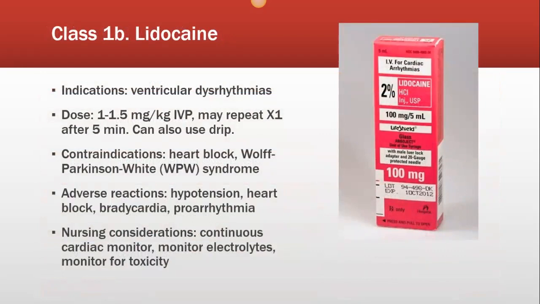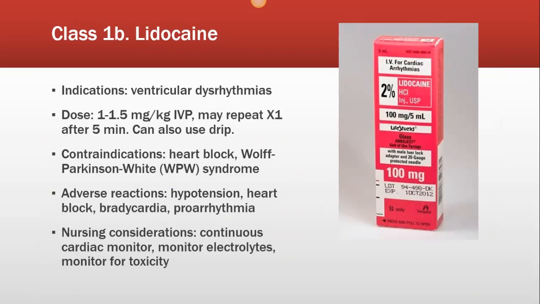So lidocaine indications are ventricular dysrhythmias, oftentimes given as IV push, 1.5 mg per kilogram, and we may repeat it after 5 minutes, and many times these patients will be on a drip. Contraindications would be somebody with heart block, or Wolff-Parkinson-White syndrome, which is a tachyarrhythmia. We wouldn't really want to be using it in those patients either. Adverse reactions with lidocaine are hypotension, heart block, bradycardia, and proarrhythmia, which means it could actually potentiate the arrhythmia that we're trying to get rid of. So proarrhythmia, it actually makes it worse.